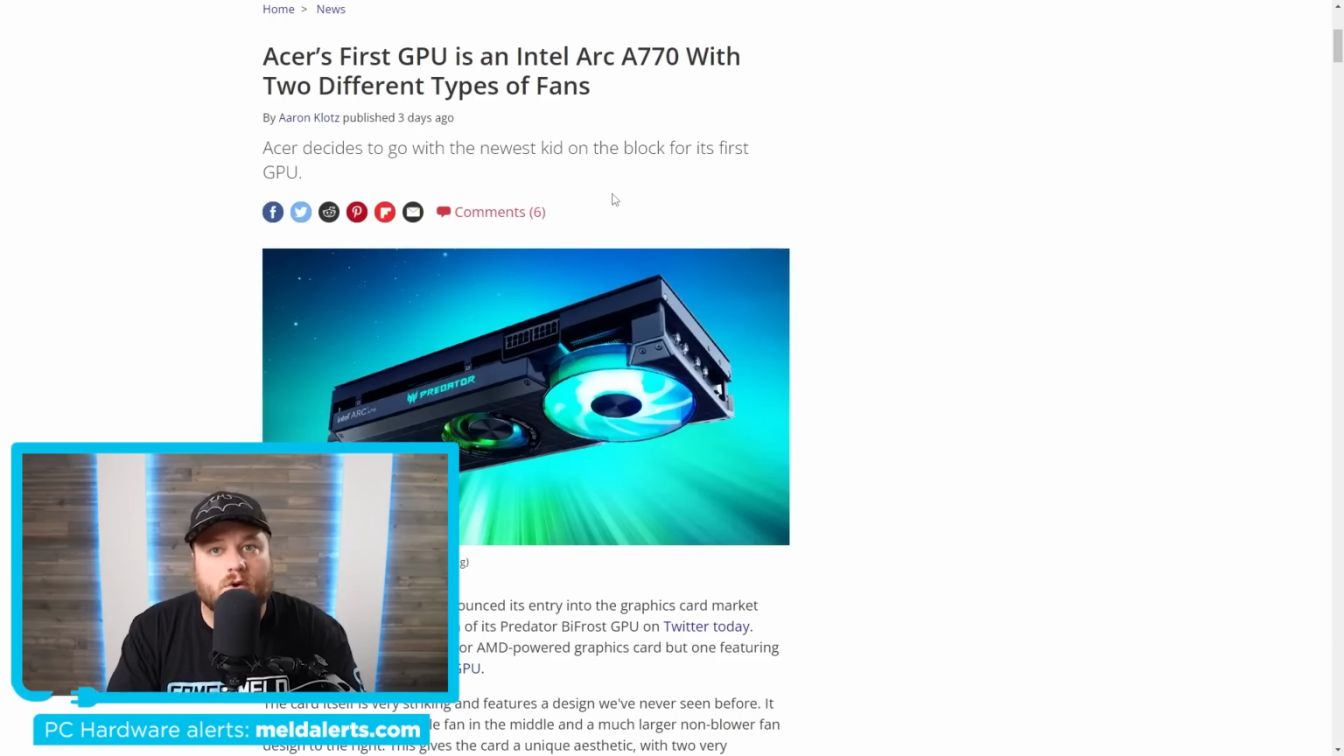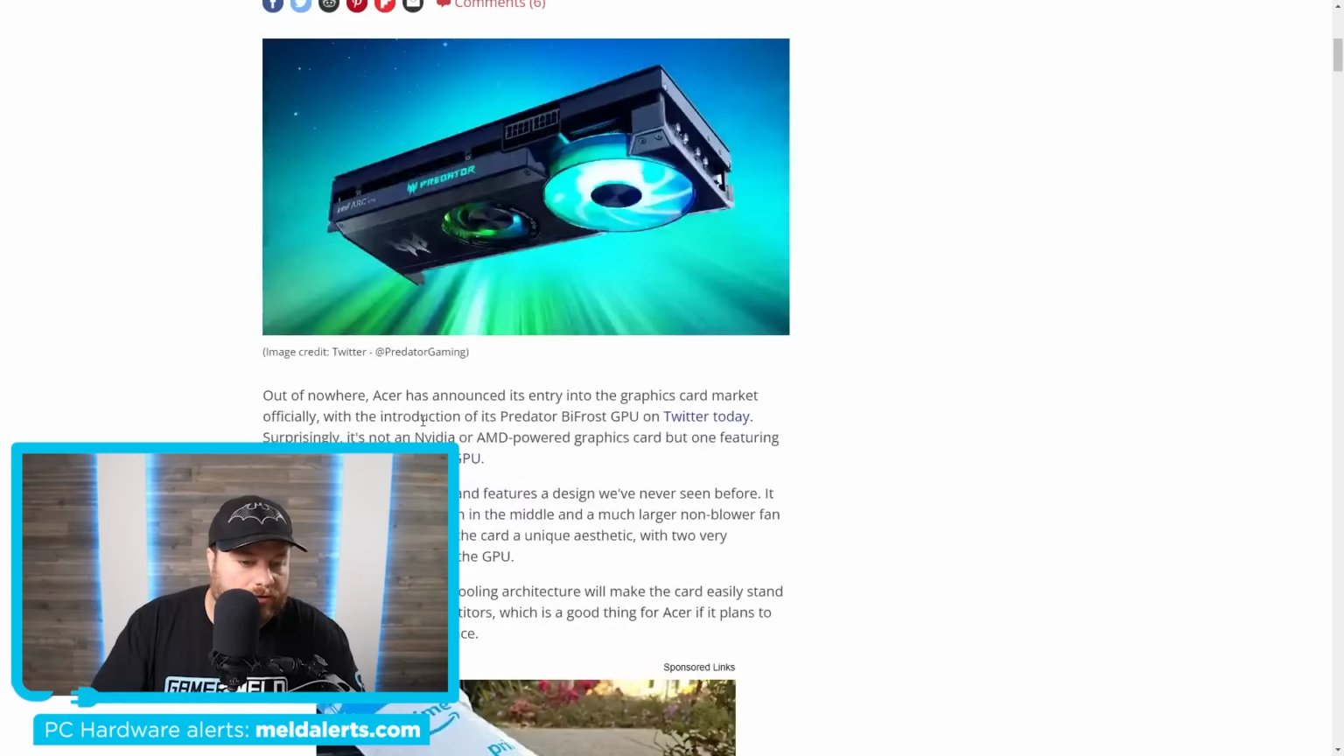Now, I will say that Raja has been bucking this trend, but as we've seen with things like the recent downfall of Google Stadia, just because a company says something doesn't necessarily mean it's true. One thing that absolutely does lend credence to the fact that Intel is very serious about this, they do understand that this is going to be a hard road for them, but they're ready to push forward anyway, is seeing things like this. As you can see here, Acer has actually decided to go with Intel. Down here, it says Acer has announced its entry into the graphics card market officially.